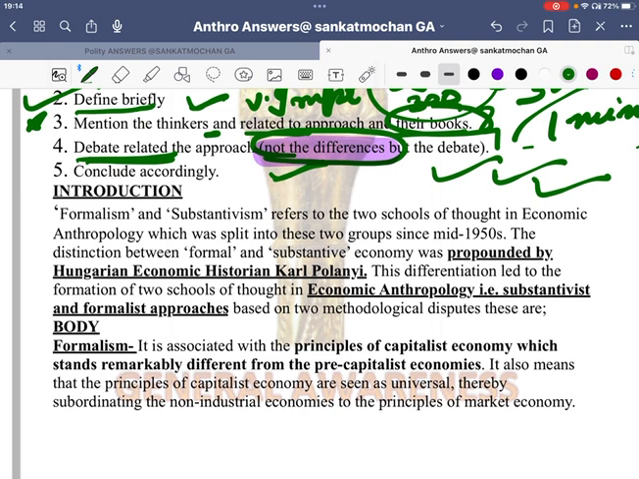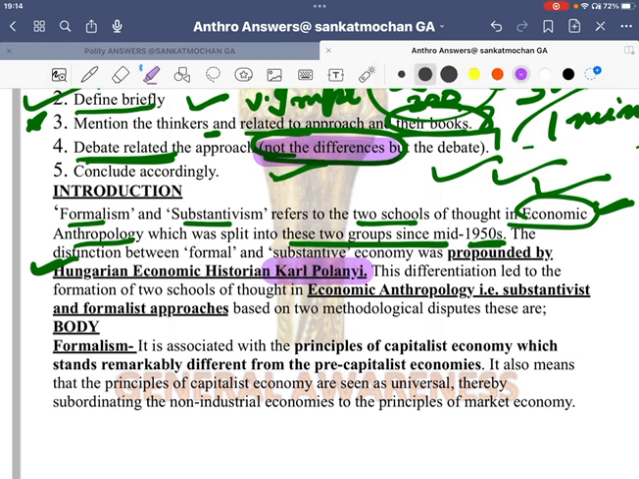Fine. So let's start. Formalist and substantivist refer to two schools of thought in economic anthropology. As stated, you have to know what you have done. You have set the examination. Then see, I know it's from economic anthropology. And this was split into two groups since the mid-1950s. Then what have you done? The distinction between formalist and substantivist economy was propounded by Hungarian economist Karl Polanyi. See, he was the person who defined what the difference is.